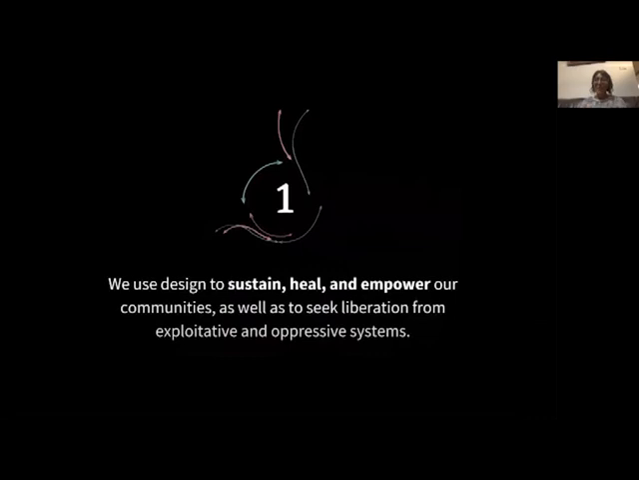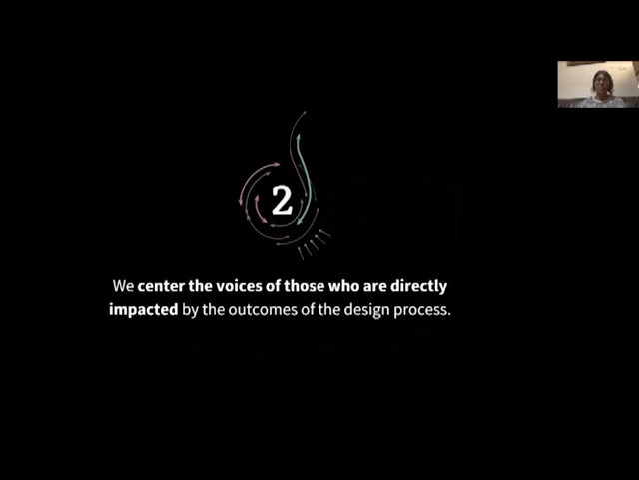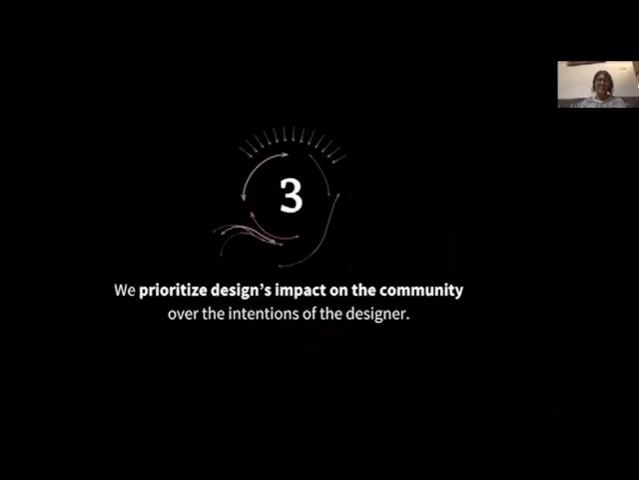So we have 10 principles from the Design Justice Network. I'm going to read out these 10. So the first one, we use design to sustain, heal, and empower our communities, as well as to seek liberation from exploitative and oppressive systems. 2, we center the voices of those who are directly impacted by the outcomes of the design process. 3, we prioritize design's impact on the community over the intentions of the designer.